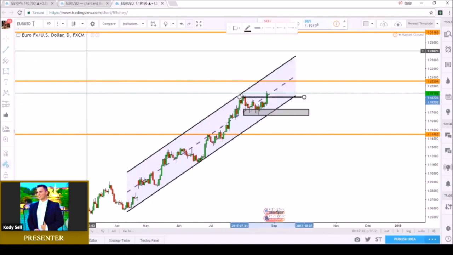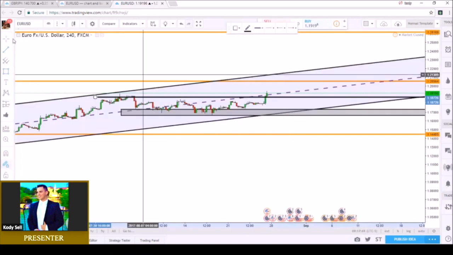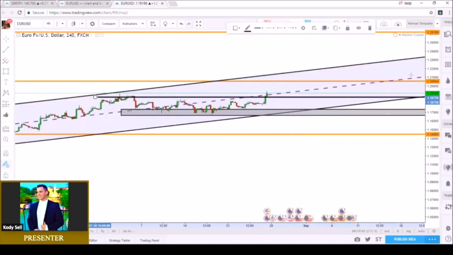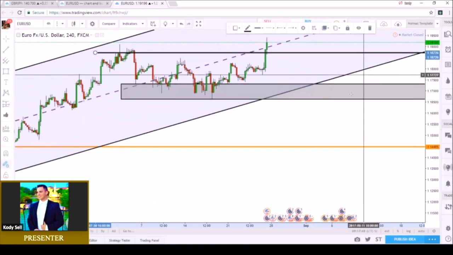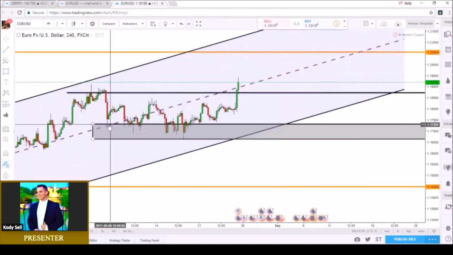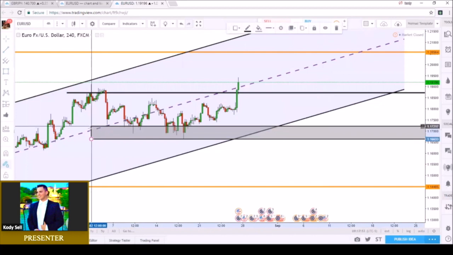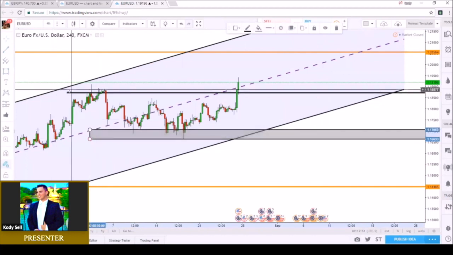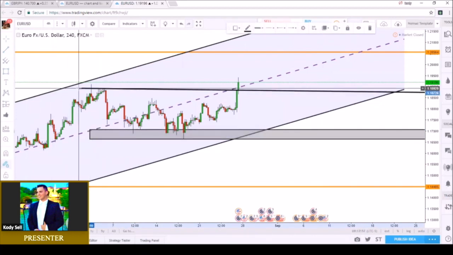Okay. And that's it for the daily. Let's go down to the 4-hour. Just zooming in here. Okay, again, our very nice channel. Go ahead and refine this zone here for market reversal and refine these highs.